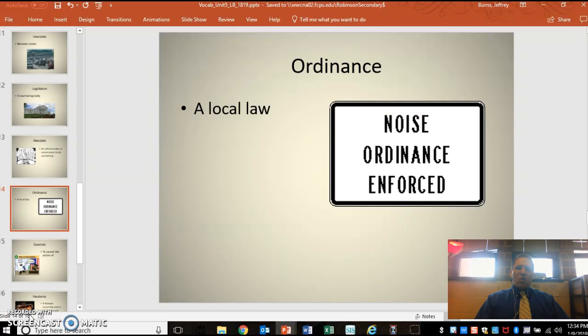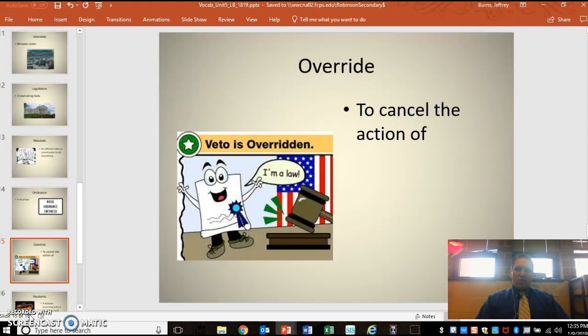Okay, and then we have an ordinance. That's a local law. So a noise ordinance is a great example where, after a certain hour, you have to lower your music or remain quiet, move indoors if you're having some kind of festivities outside. All right. Last four, here we go.